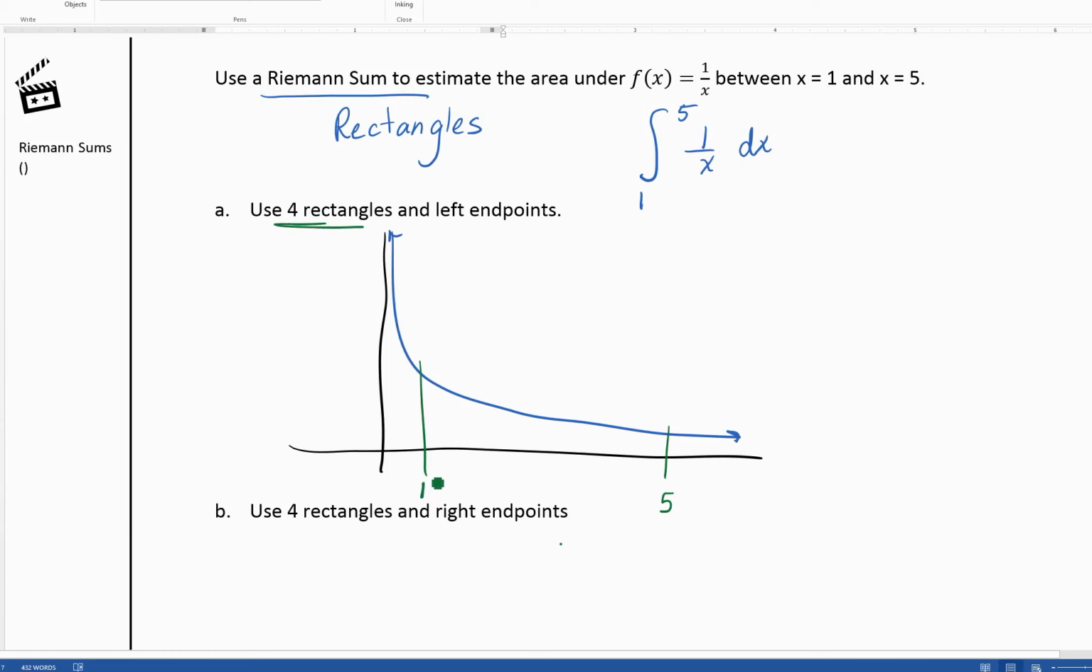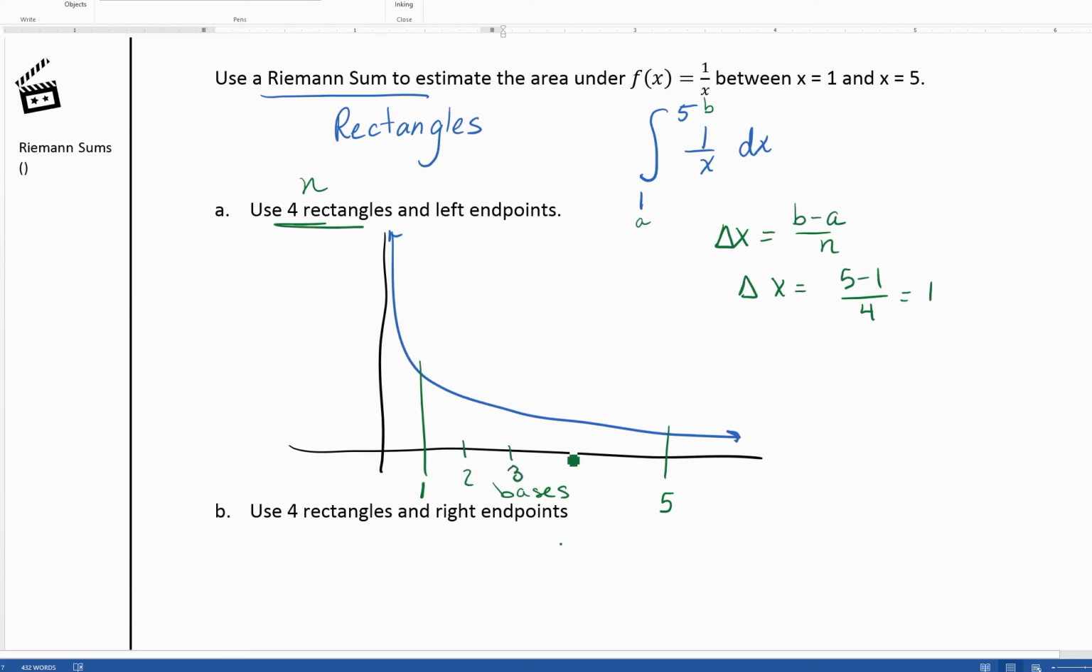Now what we're going to do is draw 4 rectangles, since this is our directions, and we're going to use their bases along the x-axis between 1 and 5, and we want them to be equal length. So we find what's called delta x. In general, delta x is b minus a over n. So this is your a, this is your b, and n is how many rectangles you have. In this case, our delta x is going to be 5 minus 1 over 4. So 4 over 4, we get a delta x of 1. So what that means is we're going to go a length of 1 and mark it off. So 1 to 2, 2 to 3.